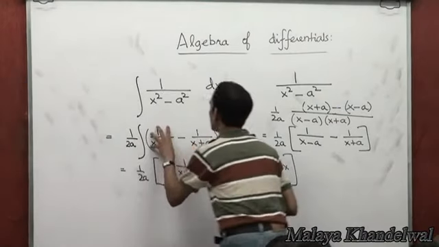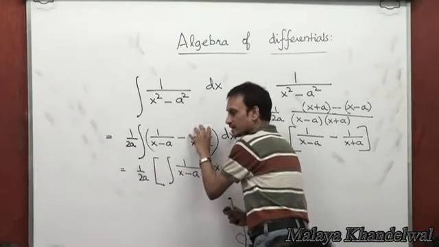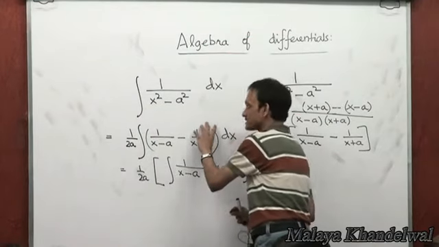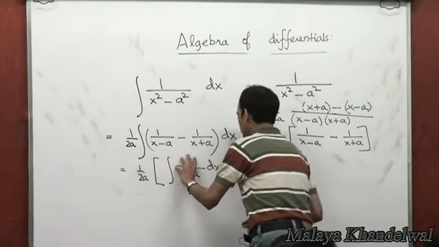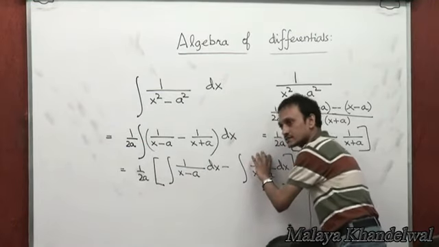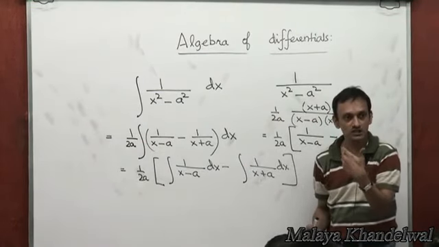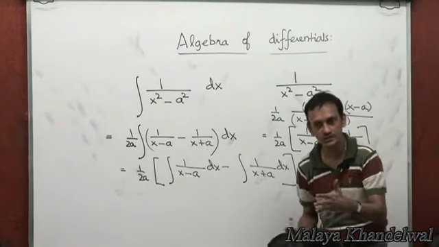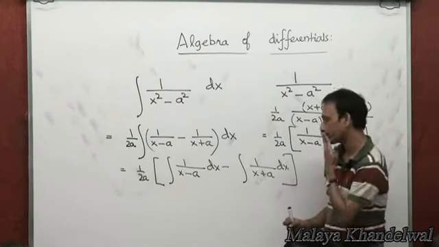1 by 2a is outside. Integral f1 x minus f2 x would be integral f1 x minus integral f2 x. Right? I suggested this in the last class, didn't I? Towards the end of my last class, I gave you this.